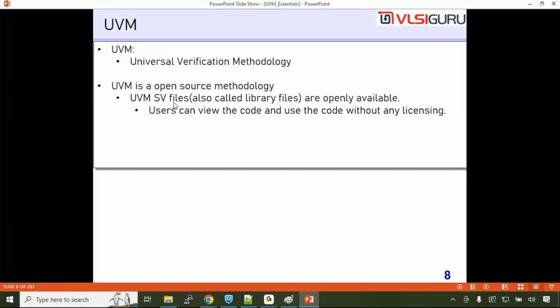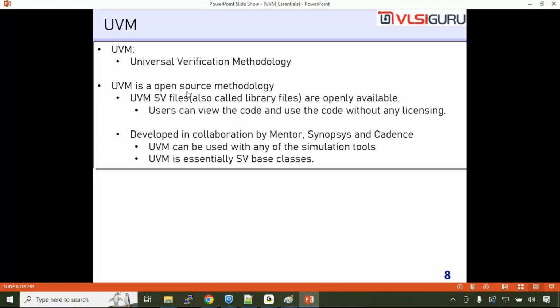If you look at UVM, these are pre-implemented SystemVerilog classes. These are called library files. These are openly available. You can just go to the internet. There is a website called accelera.org. From there, you can download the library files. Users can view the code and users can use the code without any licensing. That is what we mean by open source. You don't need to purchase any license or anything to use UVM.